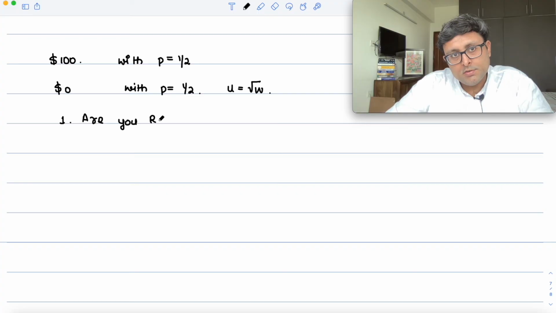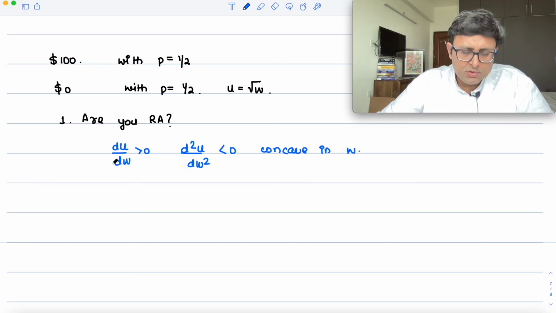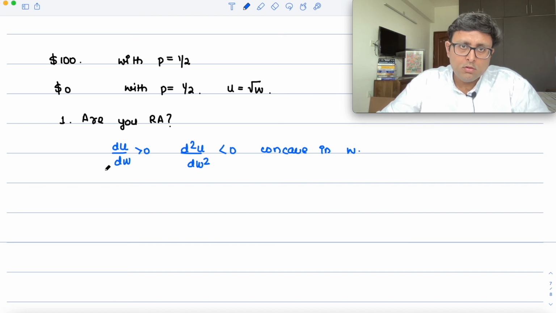First thing, are you risk averse? I hope this should be clear to you. As you guys could see that du by dw is positive, but d2u by dw2 is negative. So it's a concave function. This function is concave in W. So definitely you are risk averse. First thing.